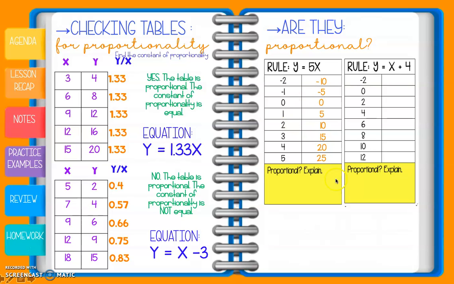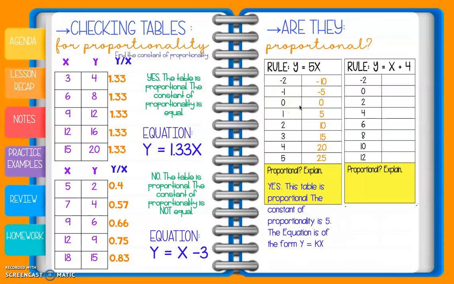I can also tell that if I were going to graph this, it would be through the origin, okay? So there's lots of different explanations. Yes, this table is proportional. The constant of proportionality is 5. The equation is of the form y equals kx, and I can tell that this line would go through the origin. Okay, so let's look at another table.